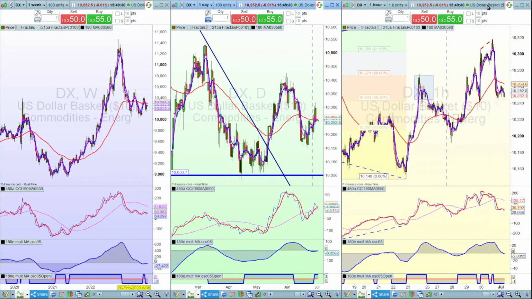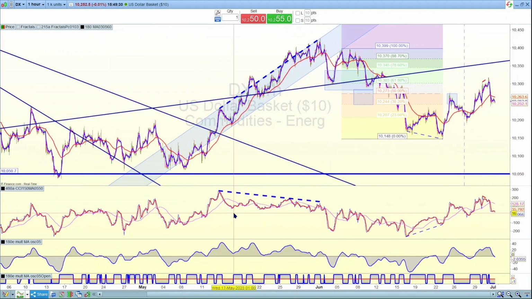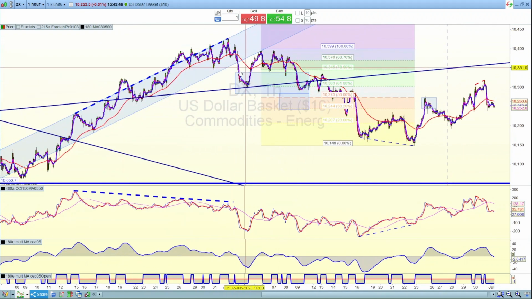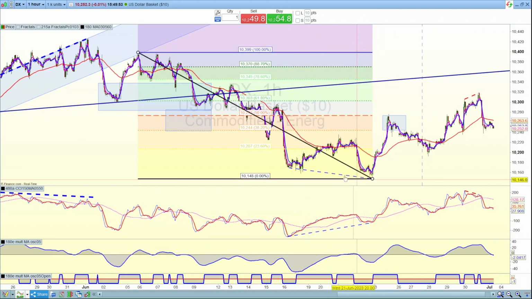On the hourly though, we have a bit of a divergence playing out. You've got a bit of history here. First off, a bearish divergence on the CCI versus a bullish divergence on the price chart. This broke below our channel and hit our target area. Then we hit this bullish divergence here on the CCI versus a bearish on the price chart. It broke up from our channel there.